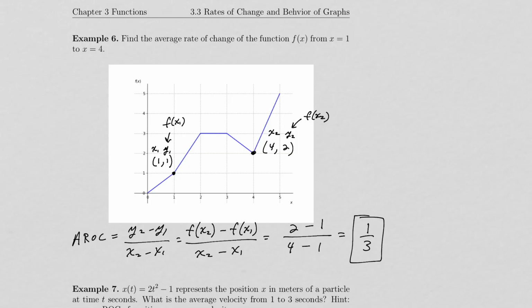And notice that is actually the slope of the line that connects those 2 points, right? Remember, the average rate of change is always going to be the slope of the line that connects those 2 points, the 2 endpoints. My rise is 1, my run is 3, so the slope is 1/3. So that all makes sense. Okay.